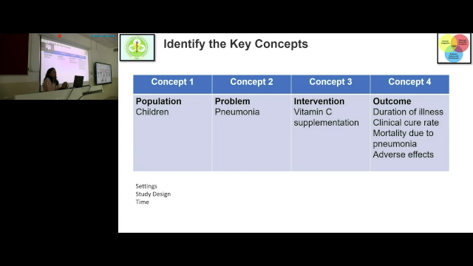After that also, if you are getting a large number of hits, then we have settings. Settings means the settings in which you are doing the systematic review. For example, if you are doing this title in the Indian context, then you can add India as a setting. Then you can also have study design, and you can also have the time factors. In this way you can make your search more specific.